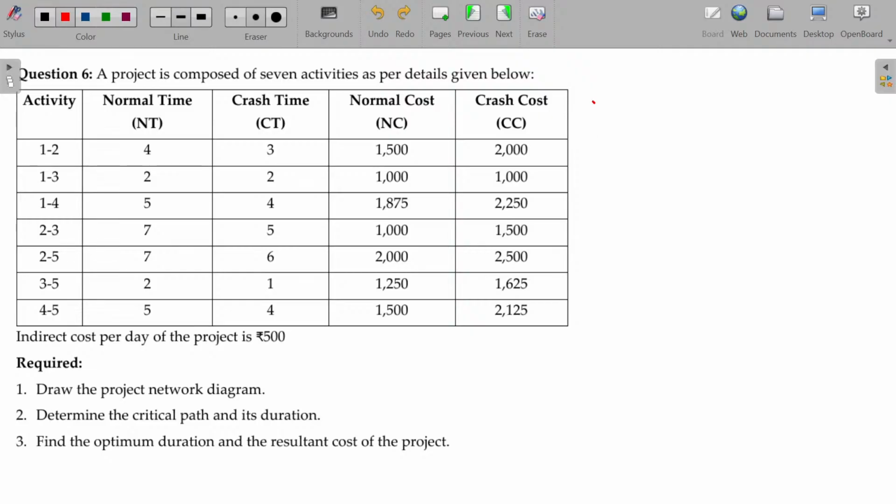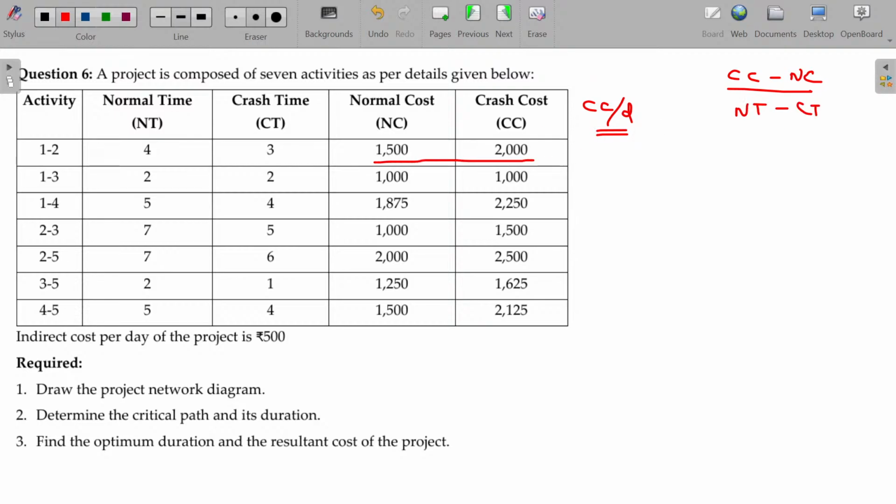Crash cost per day is nothing but crash cost minus normal cost, divided by normal time minus crash time.